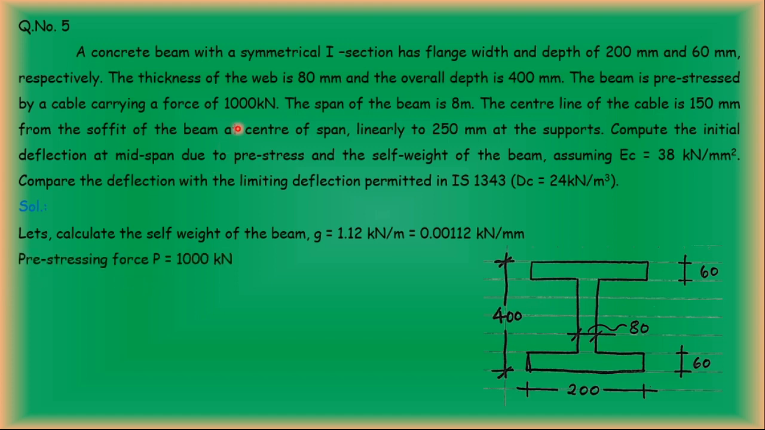The pre-stressing force P is equal to 1000 kilonewton as provided in the question. Moment of inertia I is equal to 847 into 10 raised to 6 mm raised to 4 for this I section. E1 is 50 and E2 is also 50. How this is 50 mm will be shown to you in the next figure. Span L is equal to 8000 mm.